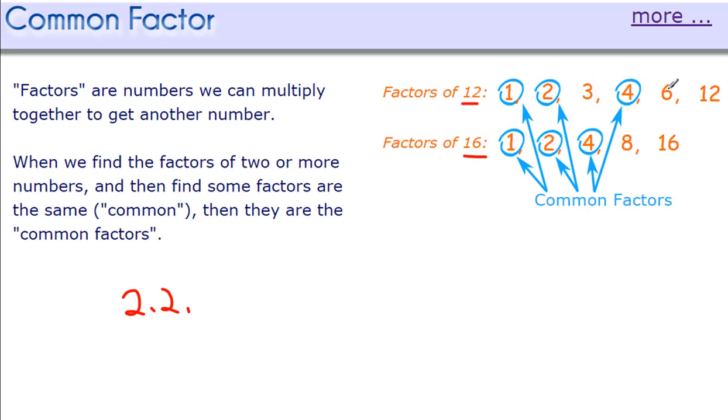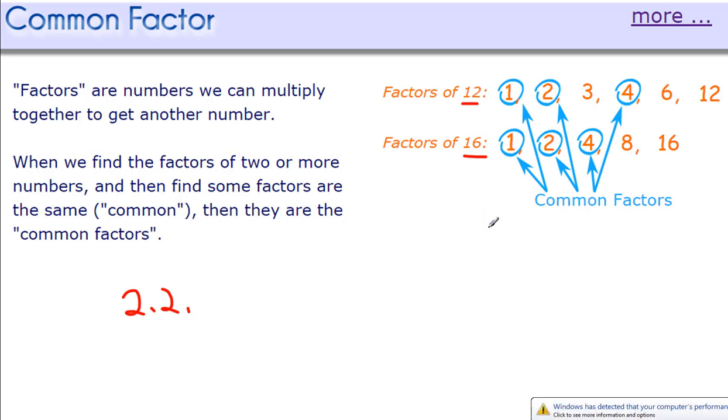4 can divide it evenly. 6 can divide it evenly, and 12 can divide it evenly. And that's it. Those are all the numbers that can divide 12 evenly. Any other number you try and divide 12 by, and you'll get a decimal. For 16, we've got our factors here as well. We've got 1, 2, 4, 8, and 16 are all numbers that can divide 16 evenly.